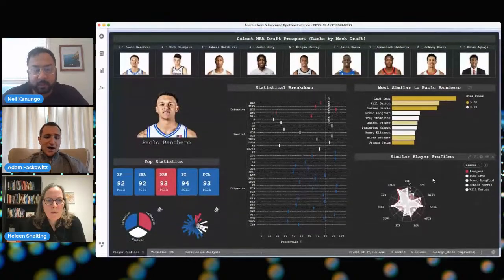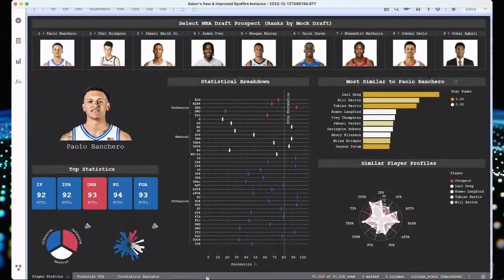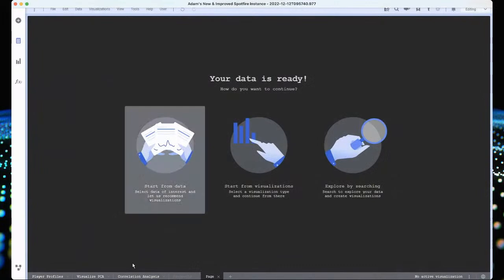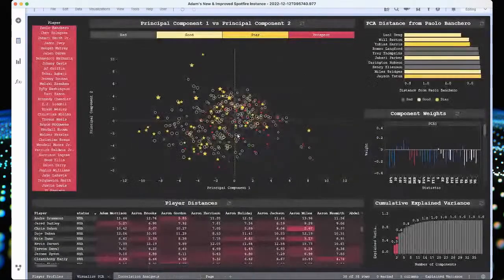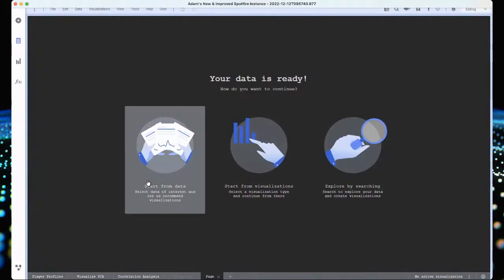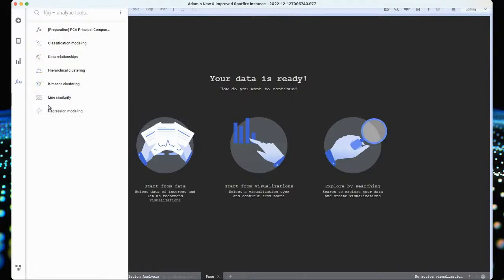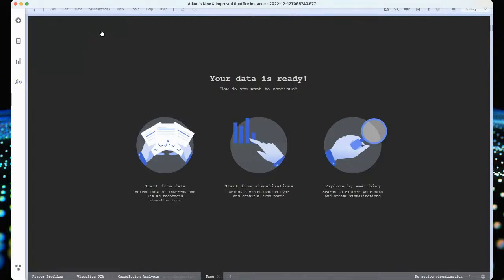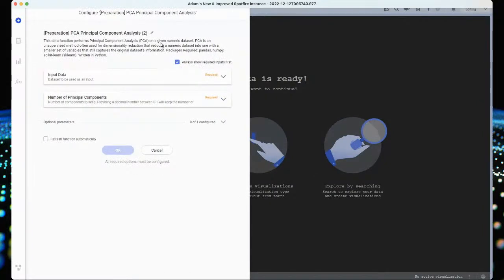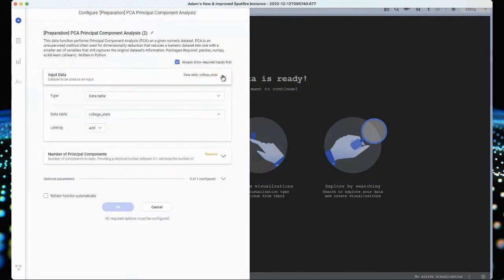Yeah, so maybe I can show you how I can recreate this same scatter plot here, but just using the data functions. Using this FX flyout, we can take a look at some of the pinned data functions that I have. I just pinned the principal component analysis data function, and it's very simple to set up.